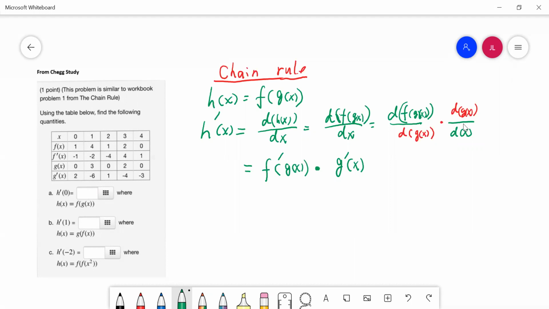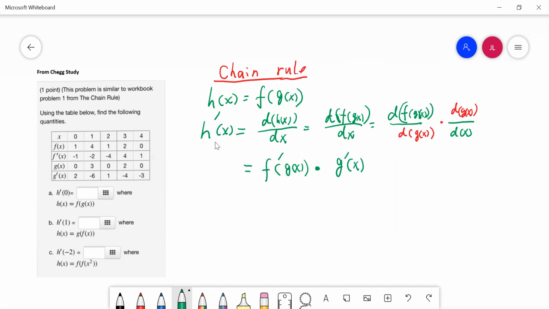Chain rule is an important rule in differentiation. This allows us to deal with a composition of functions. So let's look at this compositional function h(x) equal to f of g(x).